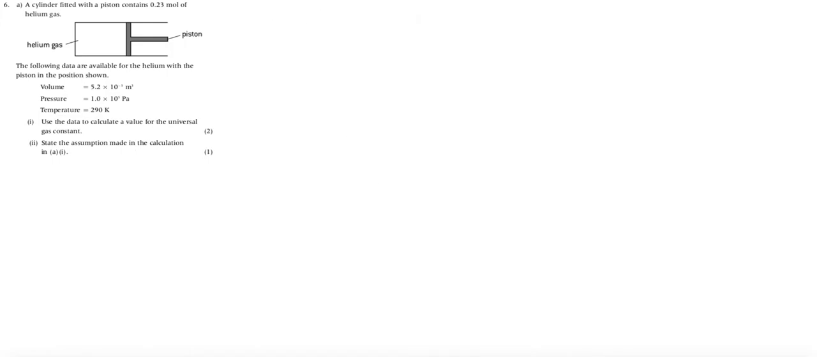Okay, so I'm going to write that this is 1 times 10 to the power of 5 pascals. And we have to use this data to calculate the value for the universal gas constant. Classical Clapeyron equation, PV equals nRT. We are looking for R, so this is PV over nT.